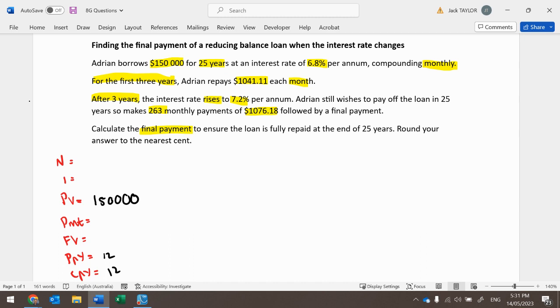The initial payments that Adrian makes are $1,041.11. The initial interest rate is 6.8. Now it says after 3 years the rate changes. So my changing condition here is 3 years. The value of N will be 36. It's monthly for 3 years. And it's now FV that I need to calculate.